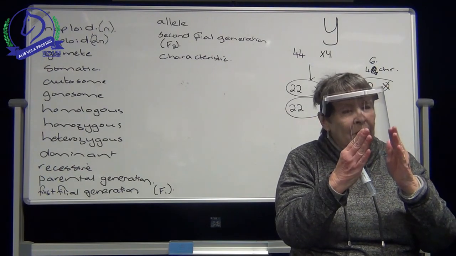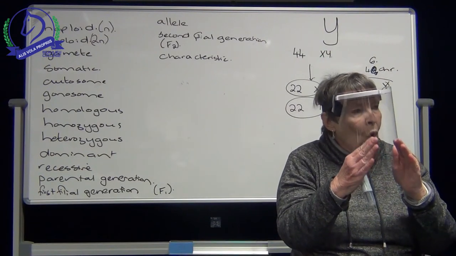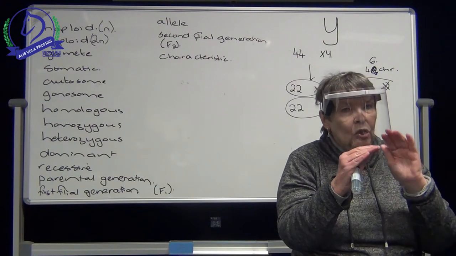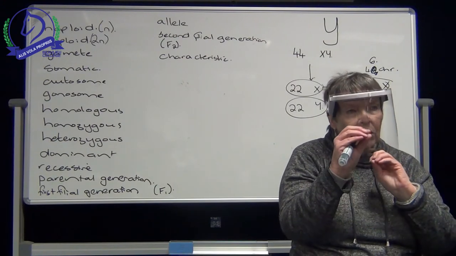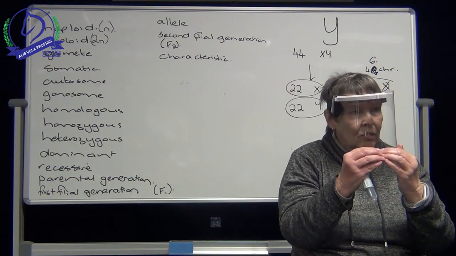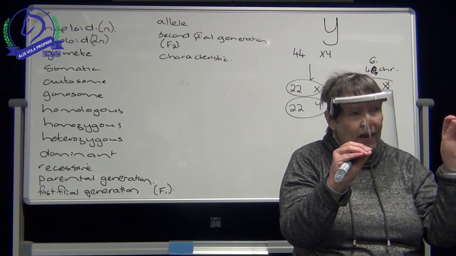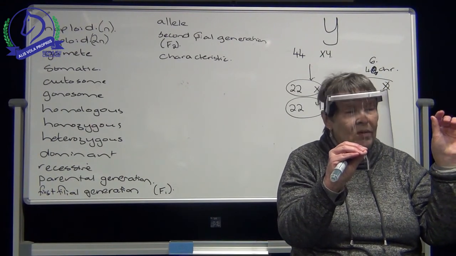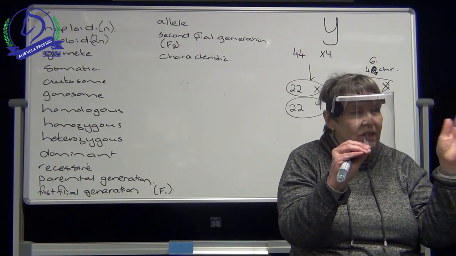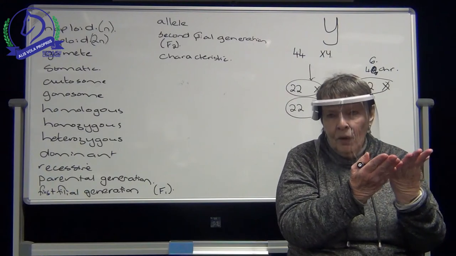Those genes may be the same, in which case you just call them genes, or they may be different, in which case you call them alleles. So the gene for brown eyes and the gene for blue eyes are alleles. But the gene for brown eyes and the gene for thumb shape are not alleles, because they're not for the same characteristic. They're not even related to each other. You don't talk about them.